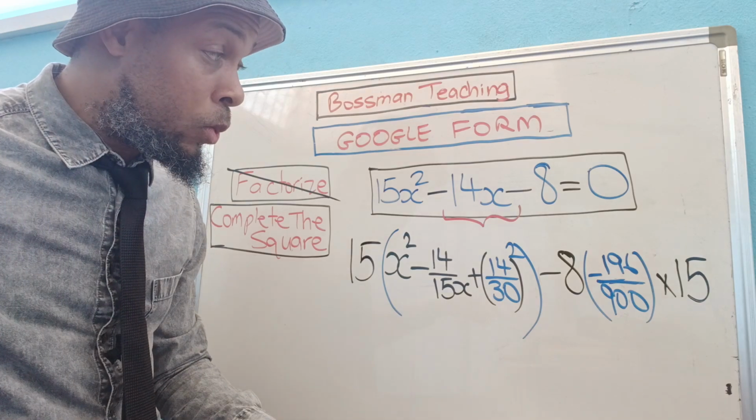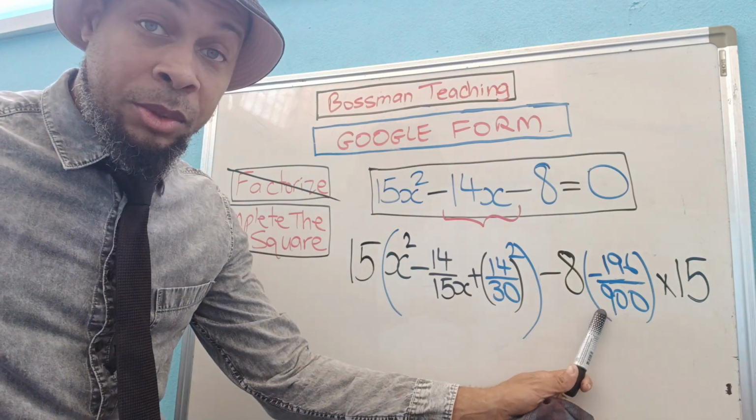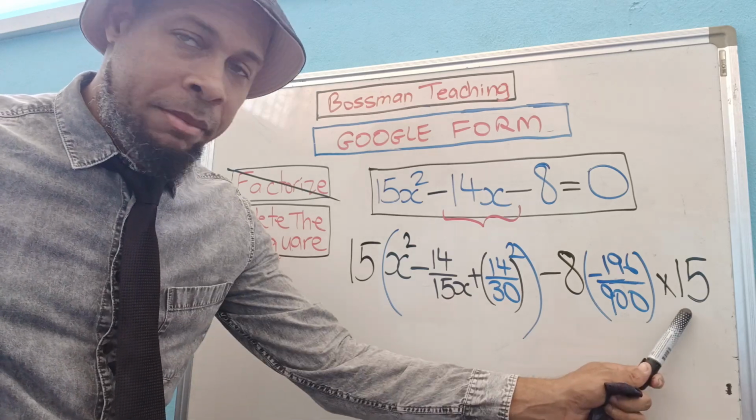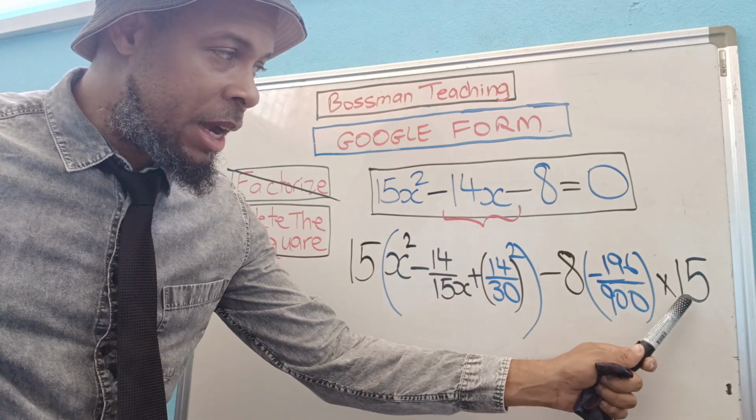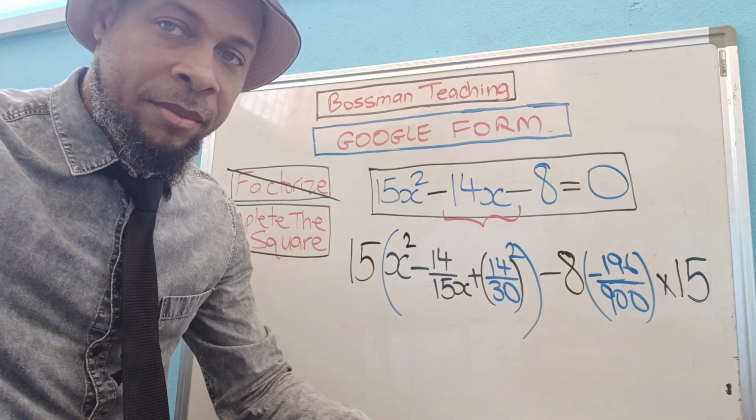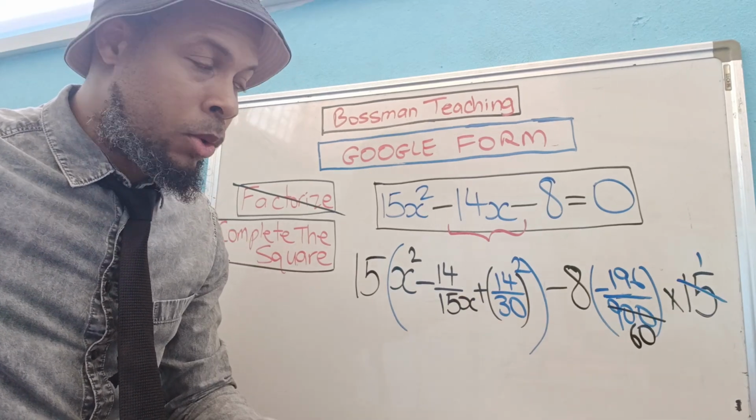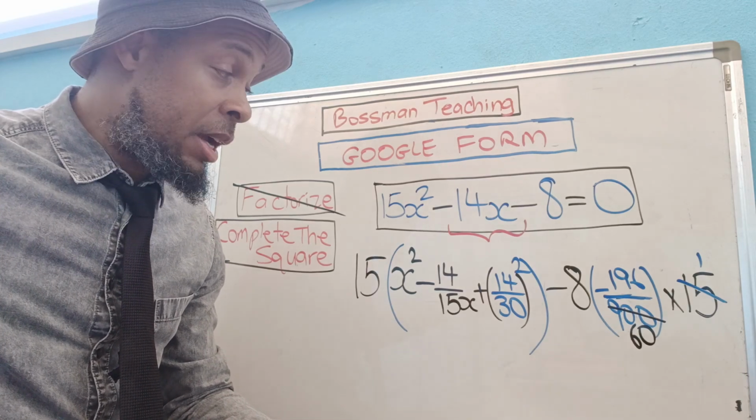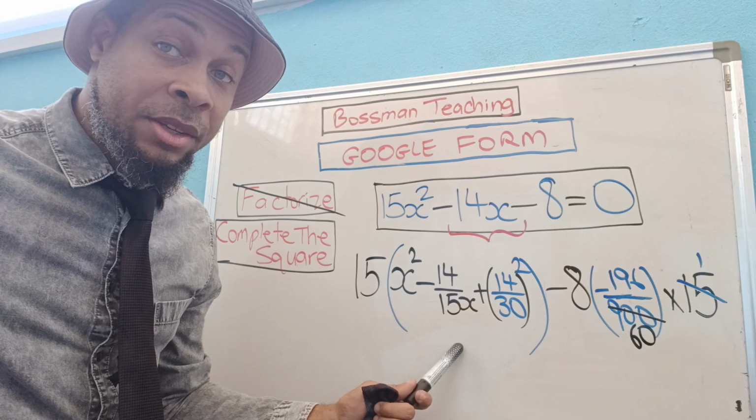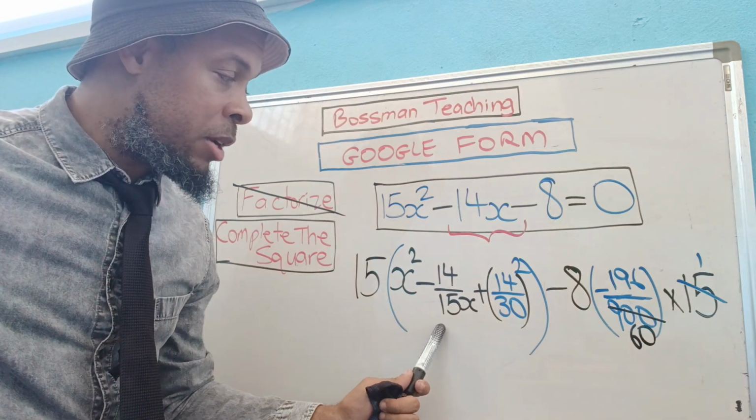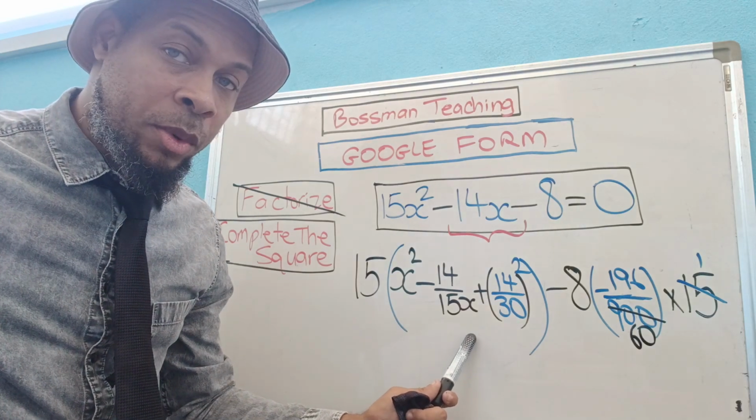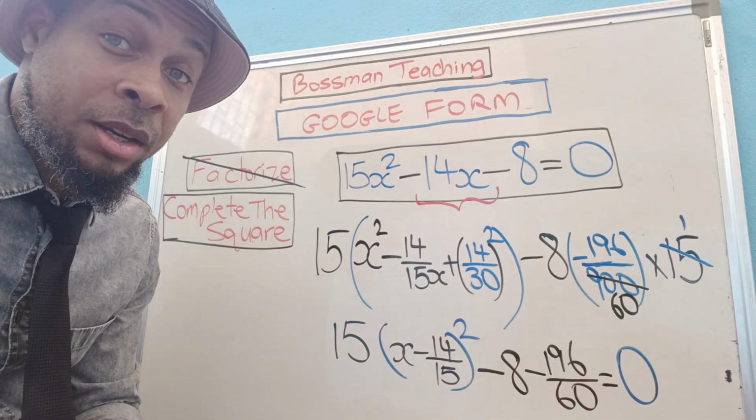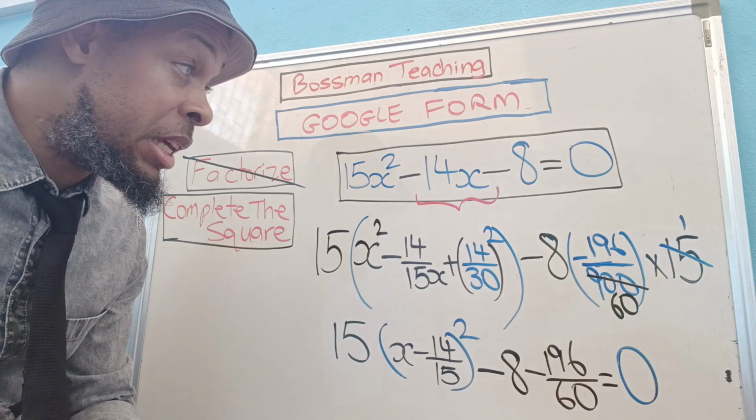Alright, so we had to actually expand that, and in this way we can cancel this. So divide this by 15, divide this by 15. Okay, so now we have minus 196 over 60. And then we can simplify this. This is going to be x minus 14 over 15 all squared. So we're going to simplify that. Let me know if I'm missing anything. I think this is about right.